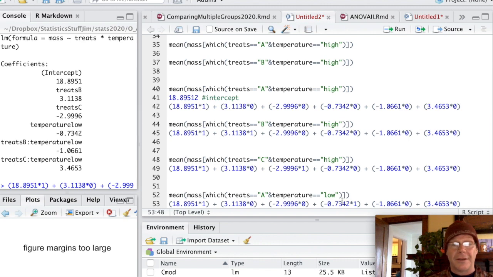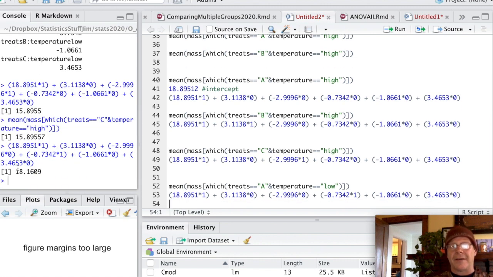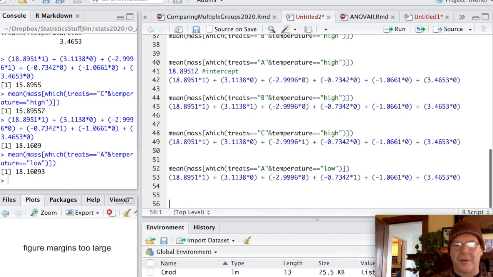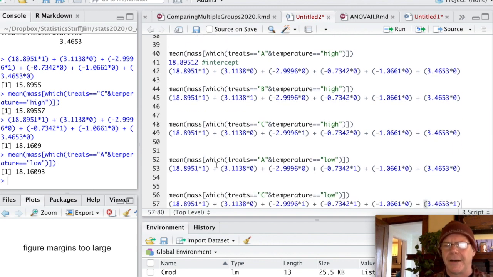And so let's see, our linear model predicts that the expected value, if you're in treatment A at a low temperature, is 18.16, and the actual value for that is, lo and behold, 18.16. So our model is doing a pretty fantastic job of explaining those differences. And I'll just grab one more. So I'm doing 5 out of the 6 possible combinations, just trying to be really efficient with time here. So now we're dealing with a situation where we're in treatment C and we're at a low temperature.